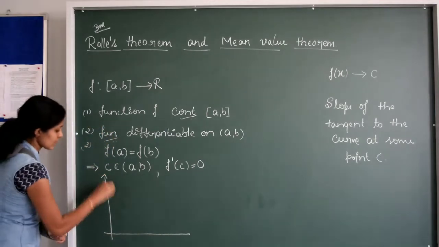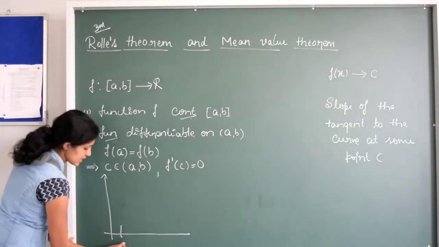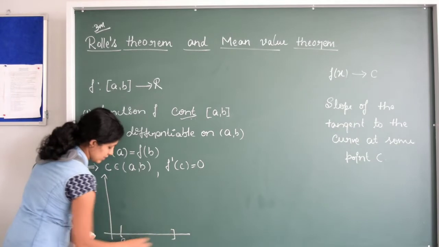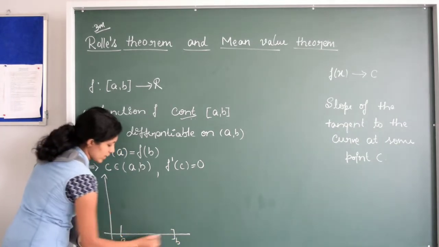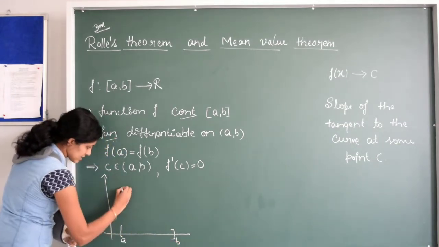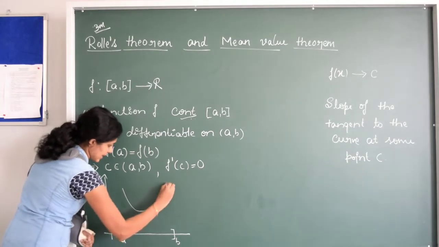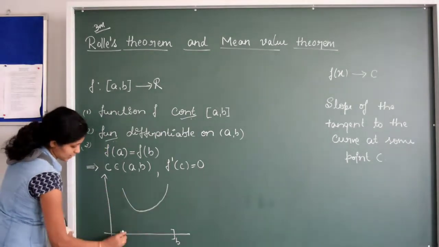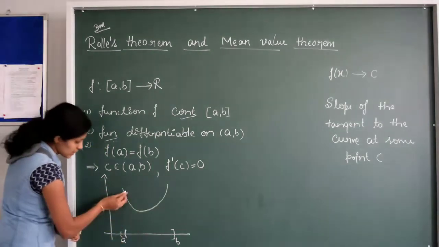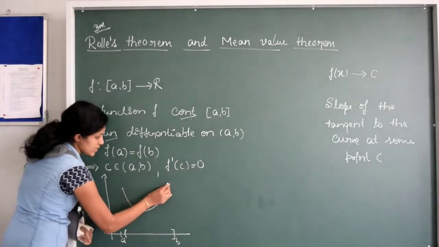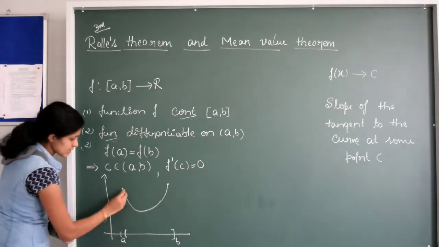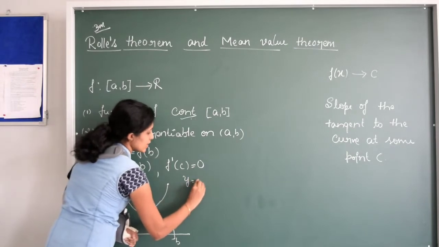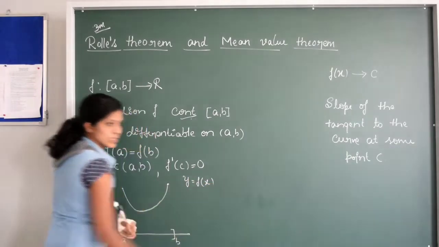See, let me consider the interval as this is a and this is b. Okay, 2 values are there, and I will consider the graph of a function like this. It is from a to b. So these are the points. See, this point is c. I have considered the function y is equal to f of x. So this is the function.